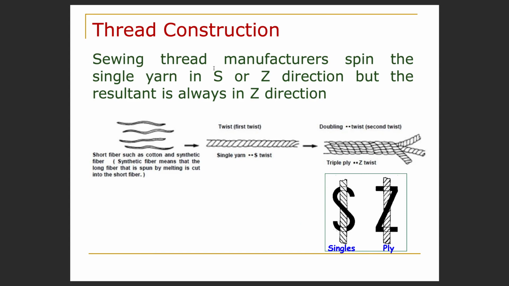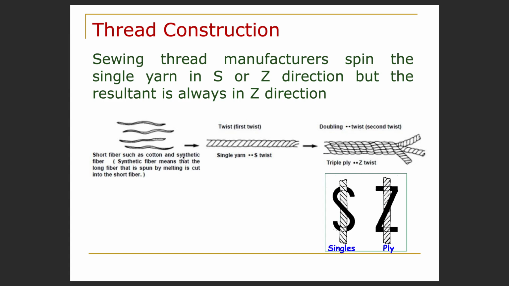And when we talk about the sewing thread twist direction, we can have two possible ways of twisting the sewing thread. That can either be S twist or Z twist. Sewing thread manufacturers will spin the single yarn in S or Z direction, but the resultant twist that is generally preferred is in the Z direction. So this is showing how the sewing thread is formed.